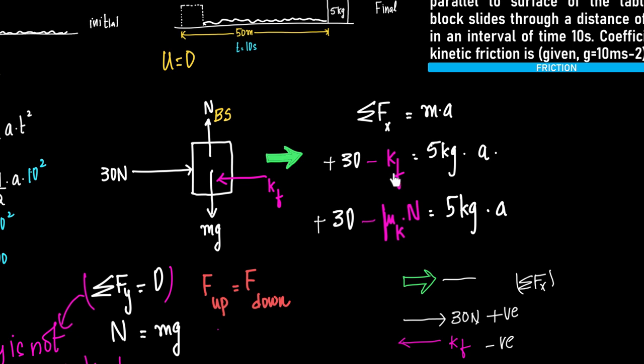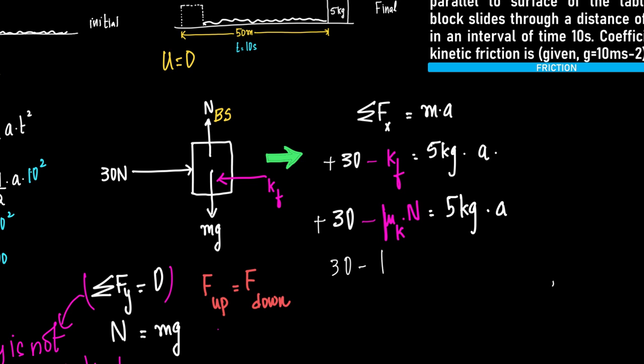What is kinetic friction equal to? Kinetic friction is equal to the coefficient of kinetic friction times the normal reaction. What is normal reaction? Normal reaction is equal to mg, and therefore what we have is plus 30 minus mu k into N is equal to 5 into a. Now I hope I can just remove this from the board, right? Okay. Now we have 30 minus mu k into N, and N is equal to mg, so this is equal to 5 into a.